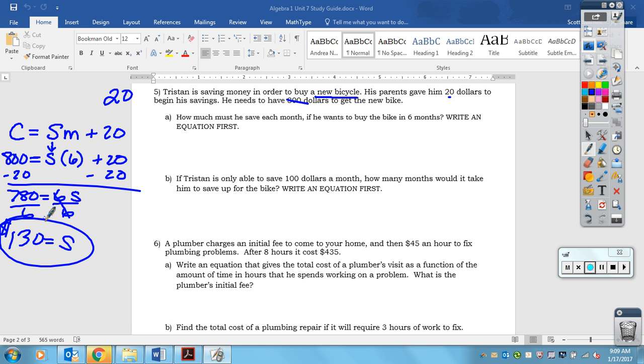Now you can always check that. Would 130 times 6 plus the $20 you begin with be 800? And that is, as you multiply and add, that's $800.